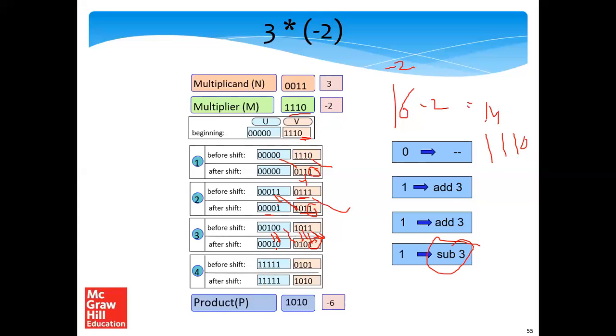Subtract means 1 0 0 0 1 0 minus 3. So 1 0 minus 3 means 2 minus 3. 2 minus 3 means minus 1. Minus 1, if we represent it in 2's complement, becomes 1 1 1 and this is a sign extension. 4 times 1 is the minus 1 and 1 is a sign extension.